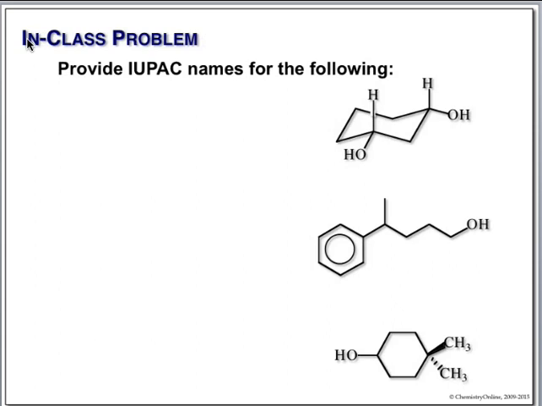Let's just go ahead and do some very quick nomenclature. For our first one here, instead of R and S, go ahead and use cis and trans. Remember that a benzene ring is referred to as a phenyl substituent. Again, we haven't quite covered that yet.